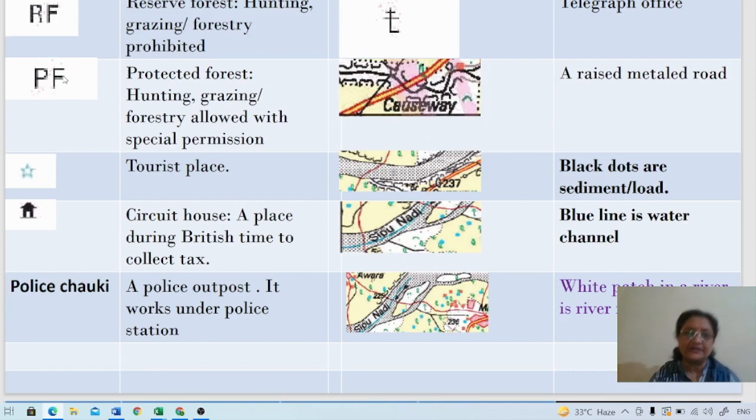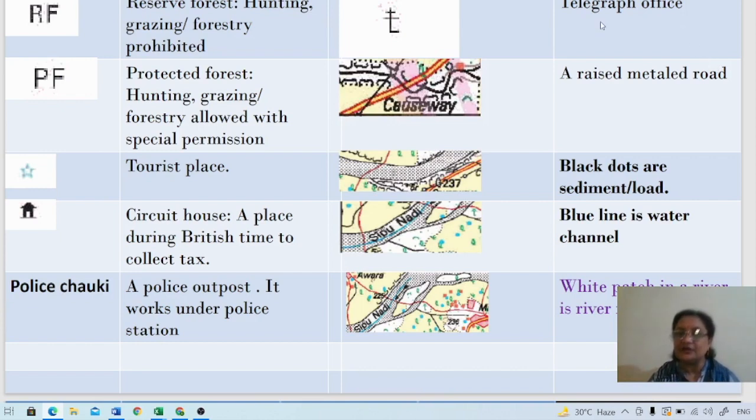Reserved forest is shown by the RF symbol. Then another alphabetical symbol is PF, that shows protected forest. One more thing, whenever any place has tourist importance, suppose it is very important for tourism, so it is a tourist spot, that place you will find is marked by this type of blue colored star, and it means that the place is very important for tourism. Next is the circuit house, and police chowki, I told you just now, it is written in words as it is.